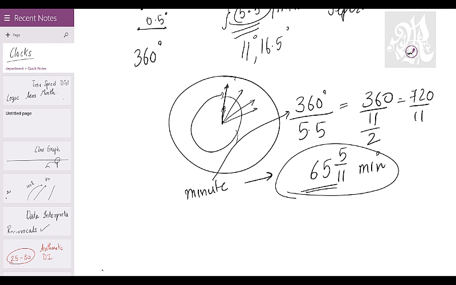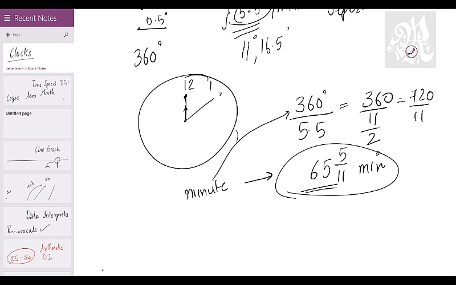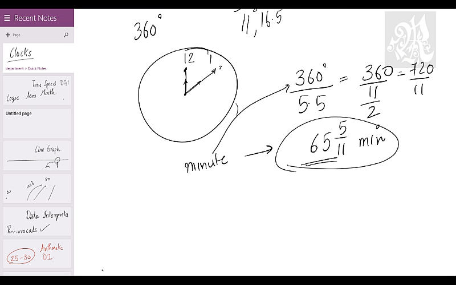Which means if I have a clock and let's say I start with 12, this is the first meeting that they have. When will they have the next meeting? Not at 1 o'clock. They'll have it at 1, where? 1, 5 by 11. At this time they are back again. When will they be back again next time? 2, 10 by 11. Every 65 by 11 minutes, they keep coming back.